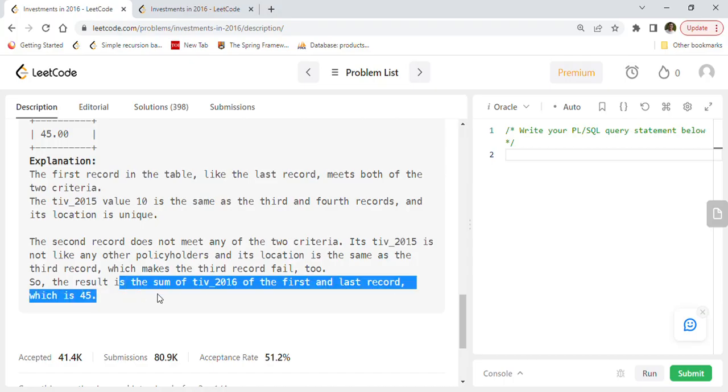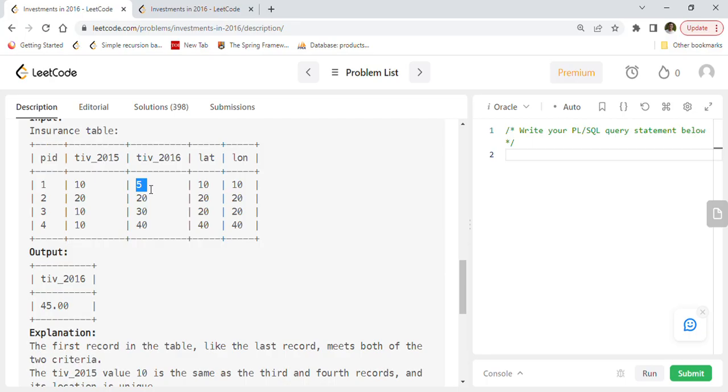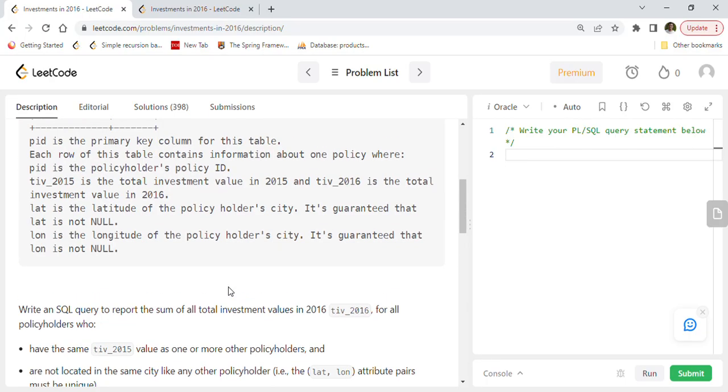So the result will be the first and last records' TIV sum, right? So 5 plus 40 will give you 45. That is the answer, right? So this is what the problem says. I hope you understood the problem clearly now with this example.